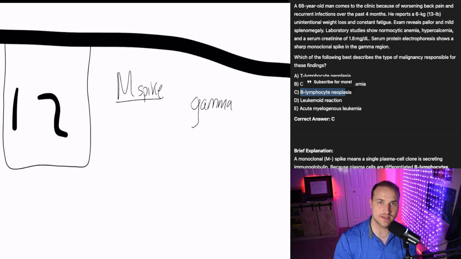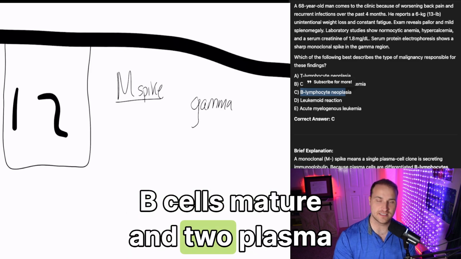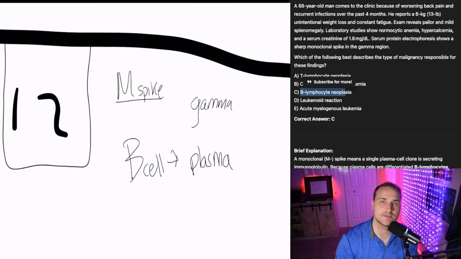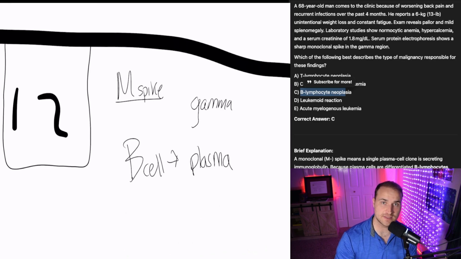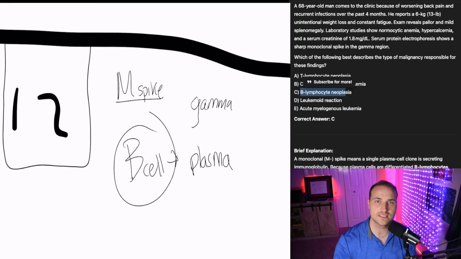And which cells make the immunoglobulin? B cells mature into plasma cells. We've got to know this too. Plasma cells secrete immunoglobulins, which are antibodies. If a single plasma cell clone becomes malignant, then you get a massive production of one antibody, and that's an M spike. The most classic disease with an M spike is multiple myeloma. It's a plasma cell cancer, usually of B lymphocyte lineage.